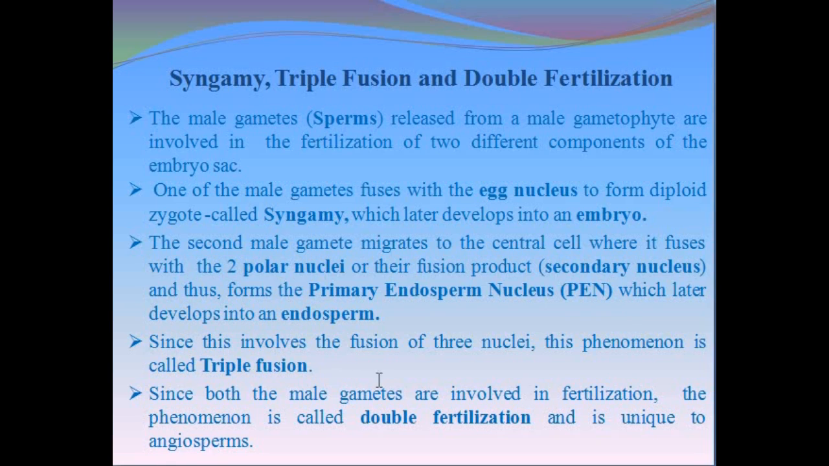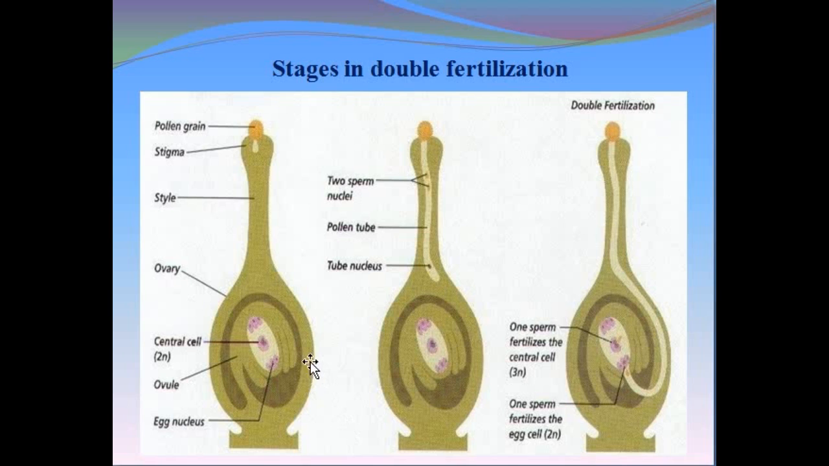Since this involves the fusion of three nuclei, one from the chalazal end, another from the micropylar end, and one more nucleus from the sperm, this phenomenon is called triple fusion. Since both the male gametes are involved in fertilization, the phenomenon is called double fertilization, and it is unique to the angiosperms. So in this slide we can see the different stages in double fertilization.